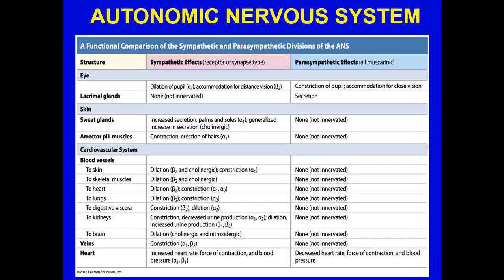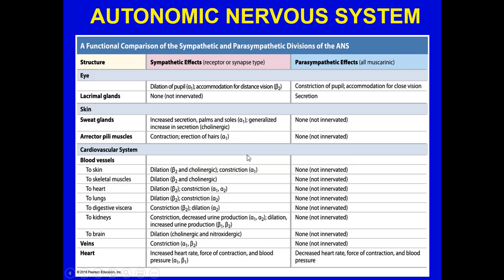Here's what I mean. If you take a look at sweat glands, erector pili, yep, you got innervation from sympathetic effects, and it tells you what's going on here. And the nice thing is it tells you what are the alpha or beta subtypes that are playing a role. But notice, in the skin, no parasympathetic effects. Okay, let's go over to the eye for a second and look at this. Sympathetic effect, dilation of the pupil, accommodation for distance vision. Parasympathetic, constriction of the pupil, accommodation for close vision.